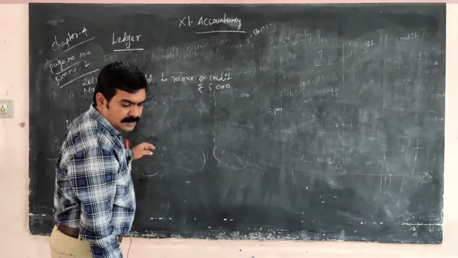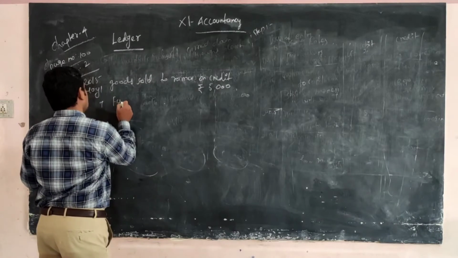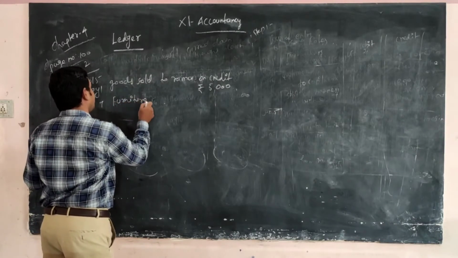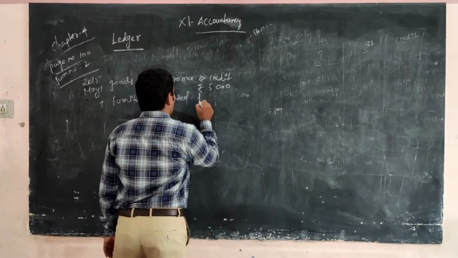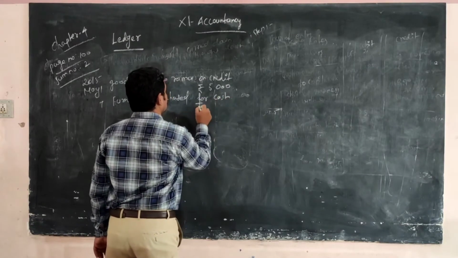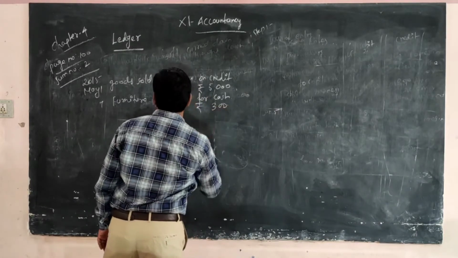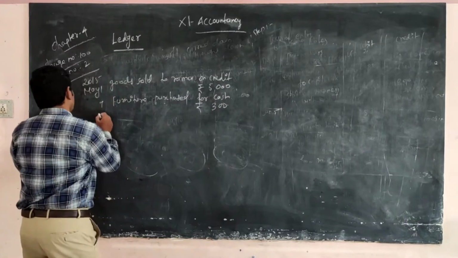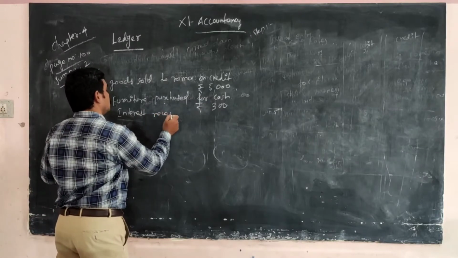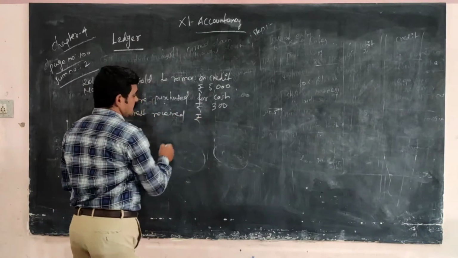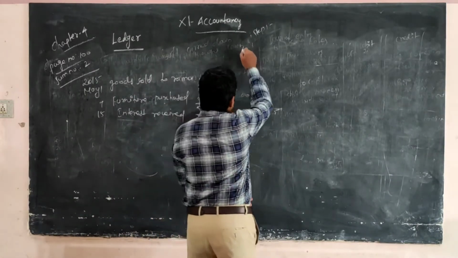Next one, furniture purchased for cash, rupees 300. Next, on the 15th, interest received, rupees 1,800.